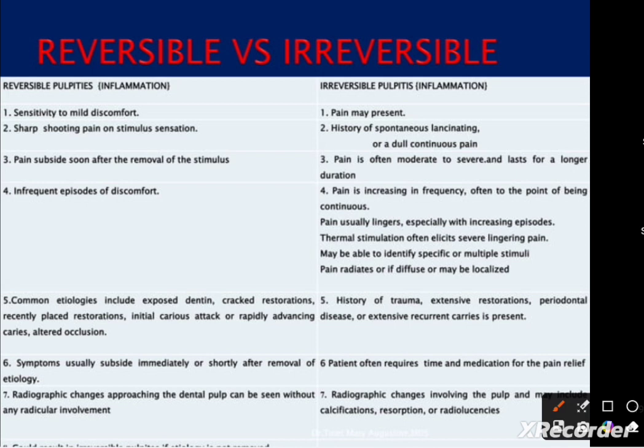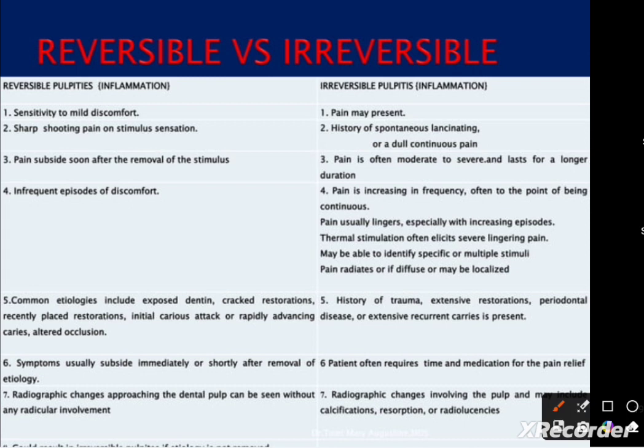Reversible pulpitis means that the pulpal inflammation is reversible in nature. That is, the tooth can again come back to its original state. Whereas irreversible pulpitis, as the name suggests, means that the destruction inside the pulp is irreversible. That is, it cannot be reversed back.